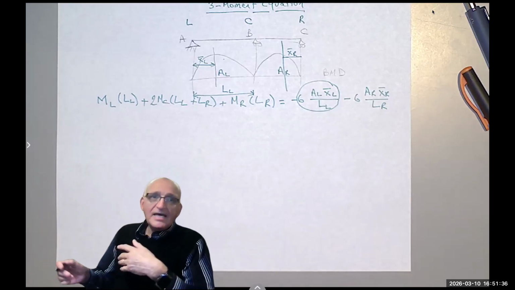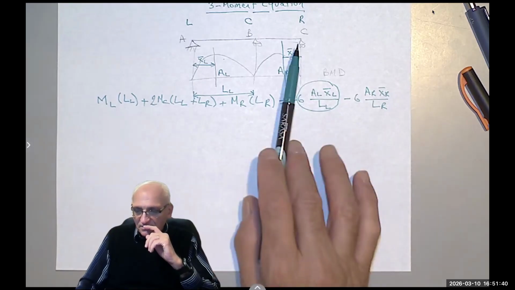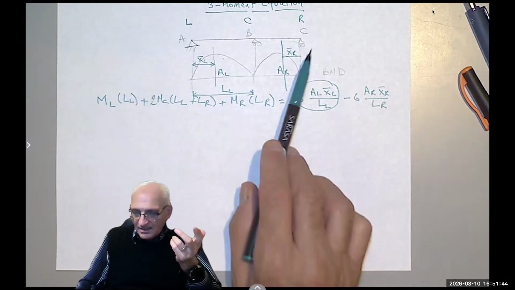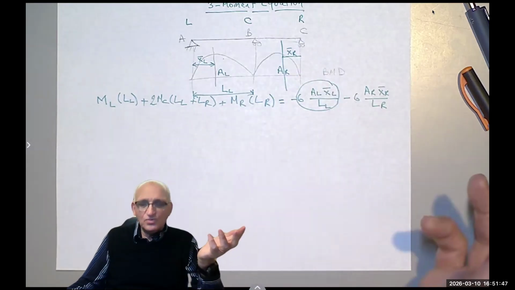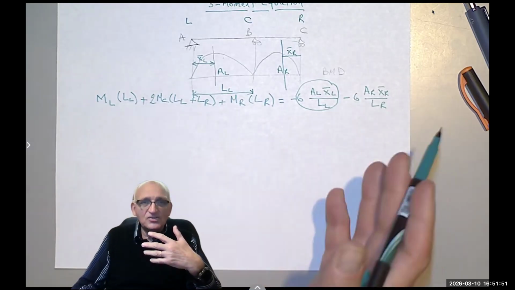Okay, and we may have to repeat it at C. Notice here, M left and M right are zero, so these two would cancel, and you will only have MC, and you can solve.